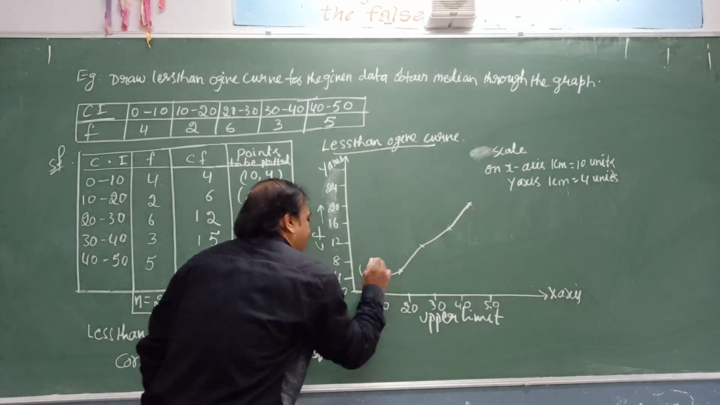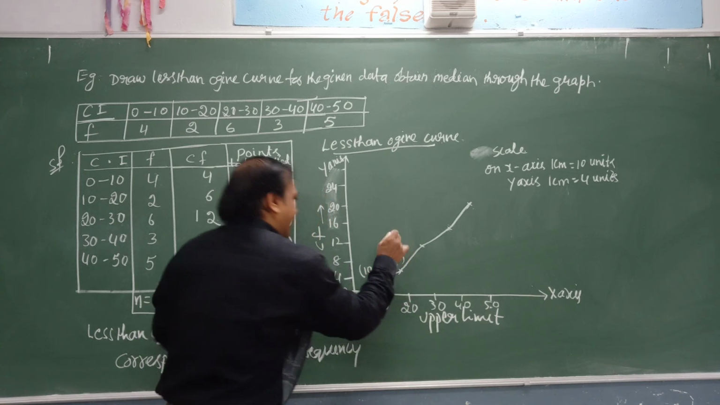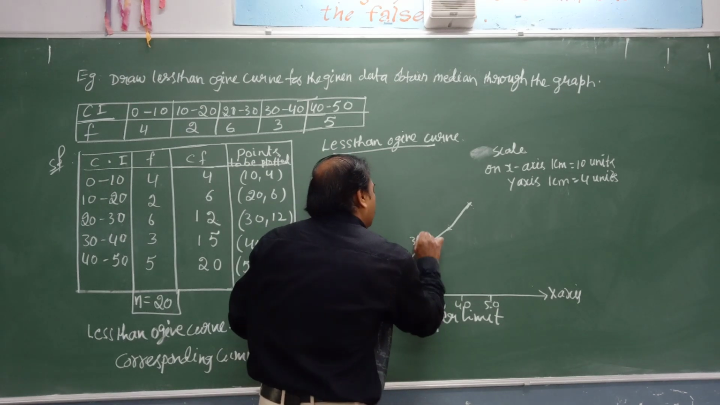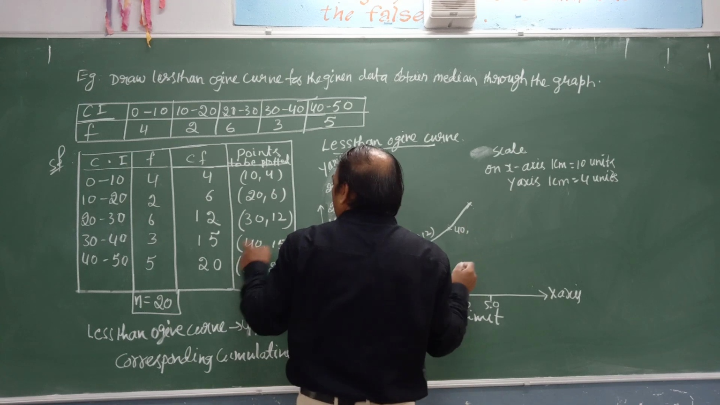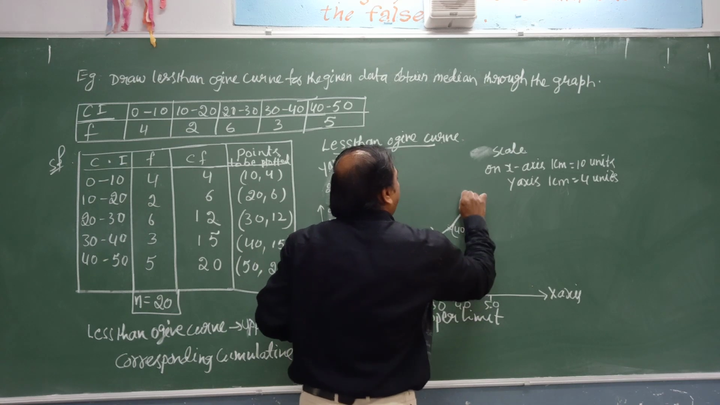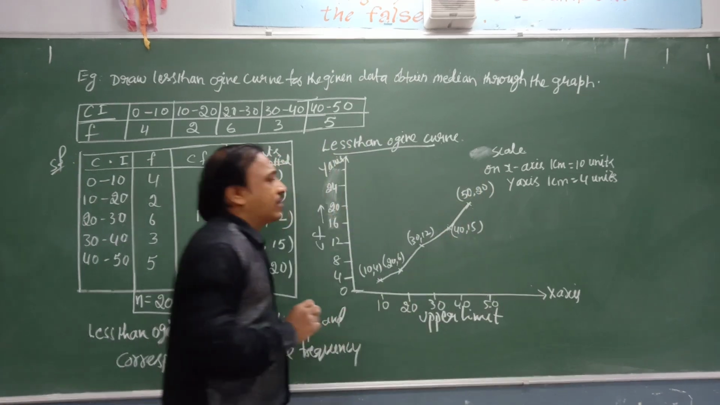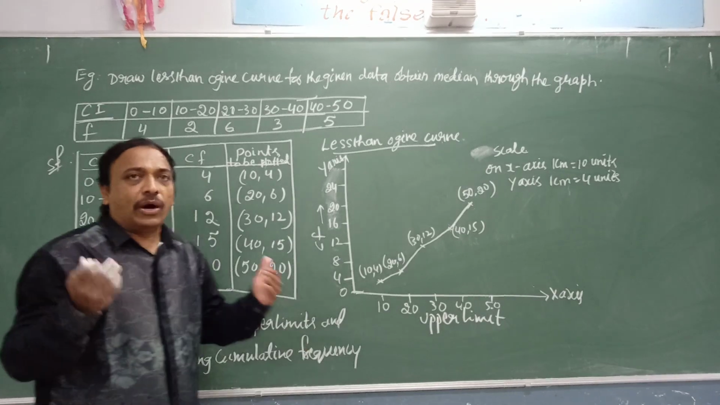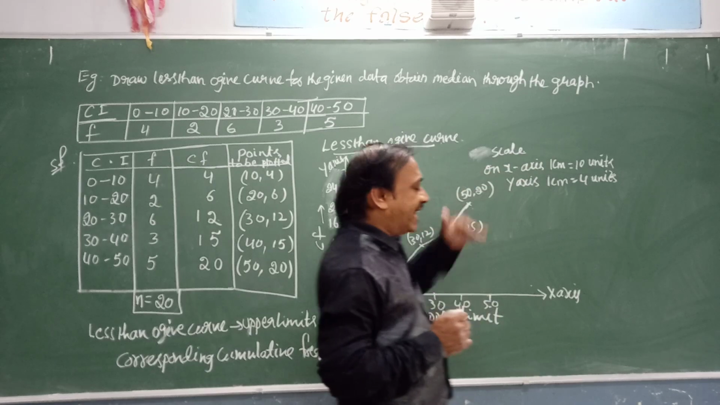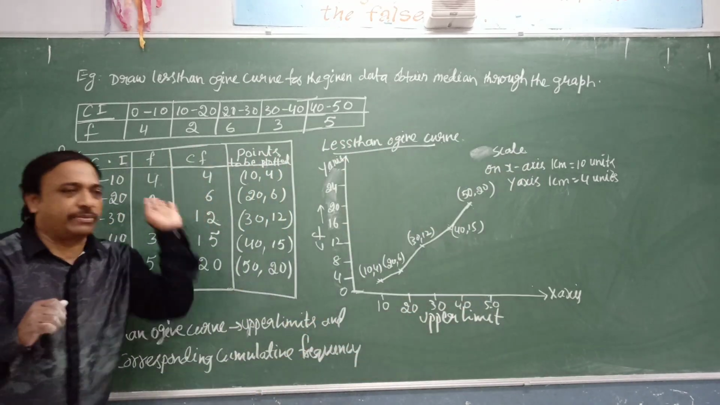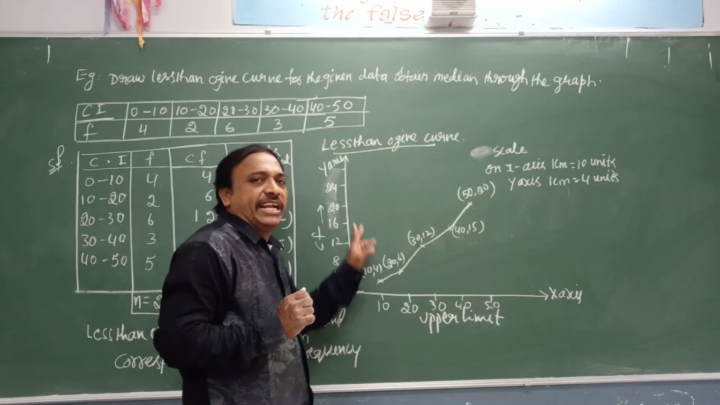See here, write the points here. This is 10, 4. This is 20, 6. And this is 30, 12. Next this is 40, 15. And this is 50, 20. This is the less than ogive curve. Now through this graph, how to obtain the median? To get the graph, what do we use? We use upper limits and cumulative frequencies.